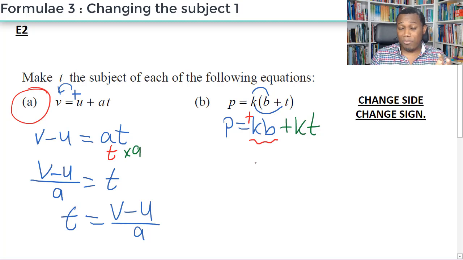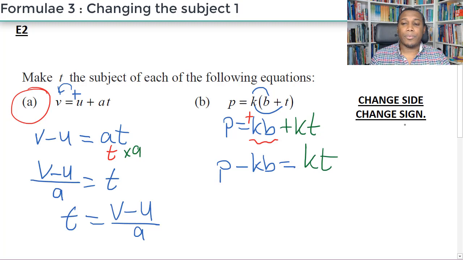And yes, we don't have to, it's not just moving one letter. It could be an entire string of letters. KB positive on the right-hand side becomes negative on the left. So I end up with P minus KB is equal to KT. The positive KB on the right became negative KB on the left. Change the side, change the sign. And now it's game over. So we expanded the bracket. That's the only additional step here, expanding the bracket.